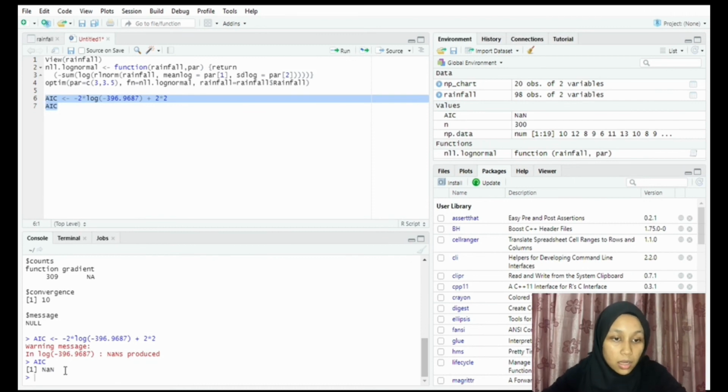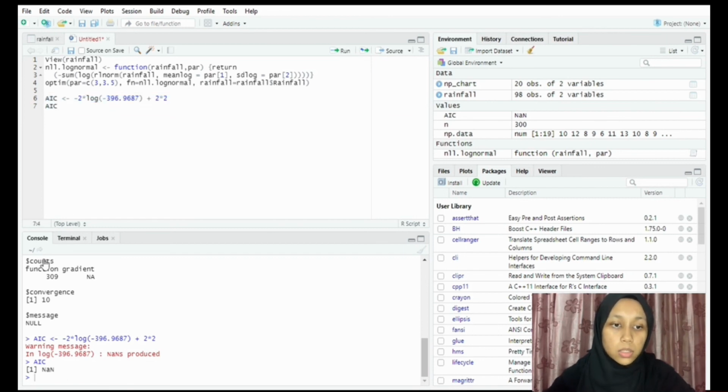The output is NaN, which indicates that the value is impossible. This is because the value inside the log function is negative, hence we cannot compute the value.